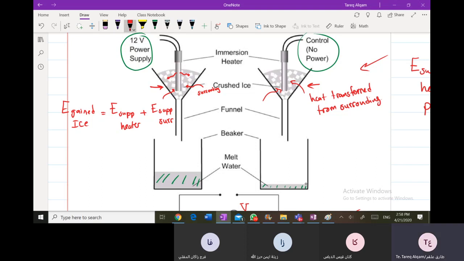Accordingly, this is the amount of water that will melt from the heat gained from the surroundings. And this is the amount of water that will melt as a result of the heat gained from the heater and the surroundings. So finally, what I have to do here, Kinan, is subtract this amount of water from this amount of water when I measure the mass. Any questions, guys?